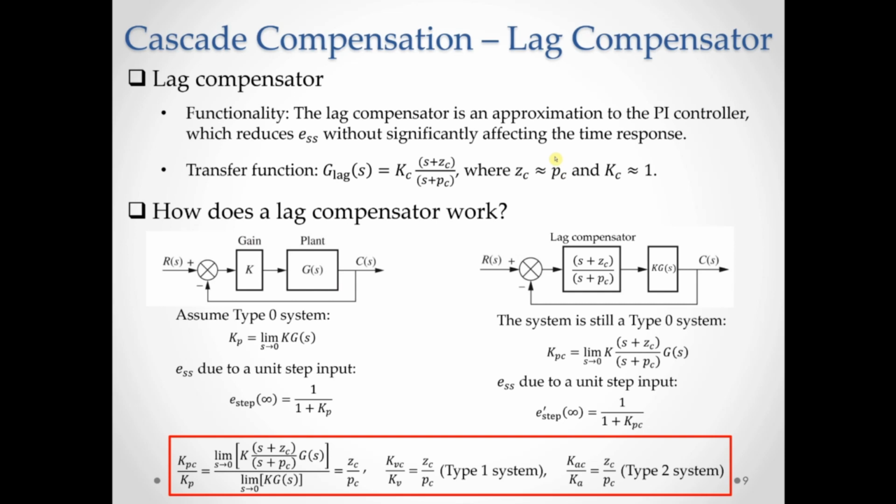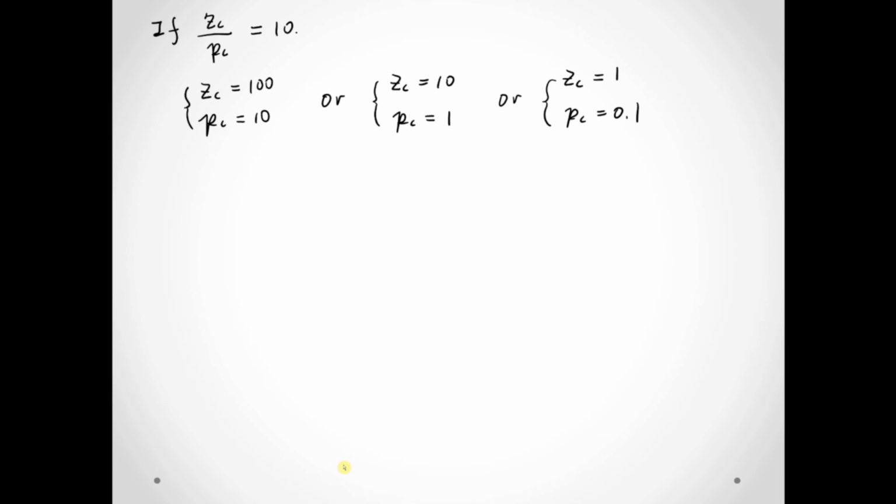Then how can we satisfy this constraint while at the same time making Zc greater than Pc? Well, let's explore a few combinations and see what we can do with what we have. Let's say we want to achieve 10 for the ratio of Zc to Pc. And here I'm giving you 3 combinations. One with Zc equal to 100, Pc equal to 10. The ratio definitely is satisfied, however, they're not close enough. For the second combination I have Zc equals 10 and Pc equals 1. They also satisfy the ratio of 10, but they're still not close enough.